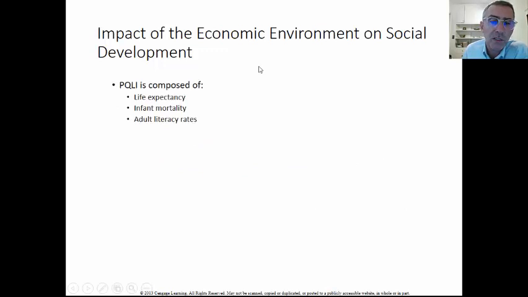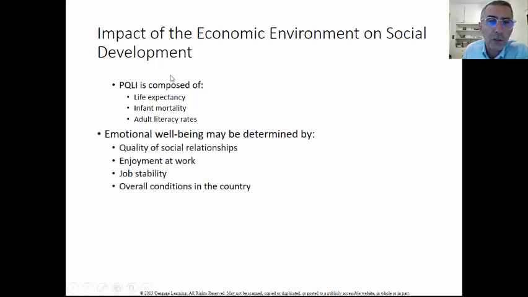The impact of the economic environment on social development is composed of life expectancy, infant mortality, adult literacy rate, some of the stuff I've talked about. Emotional well-being may be determined by the quality of social relationships, enjoyment at work, job stability, and the overall conditions of the country. There's some interesting stuff we learn in global business. For example, when you look at Sweden, Norway, Finland, they have incredible social services, right? They talk about cradle to the grave healthcare, free education, all the way up to PhD, whatever you want.